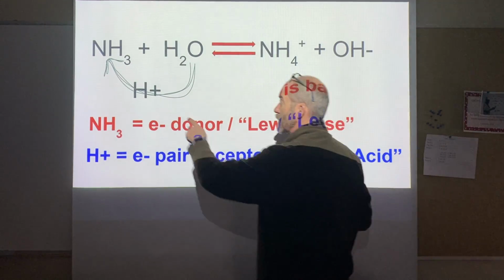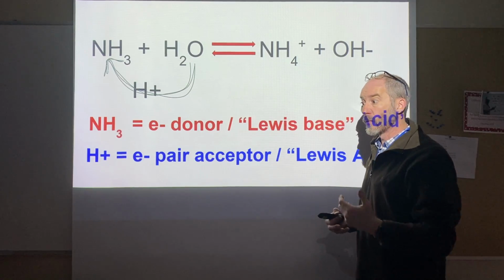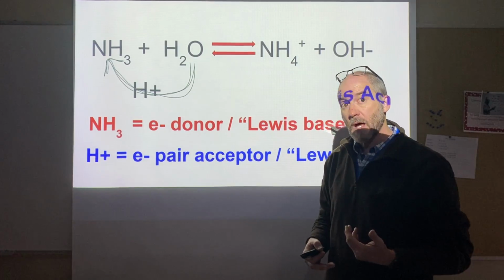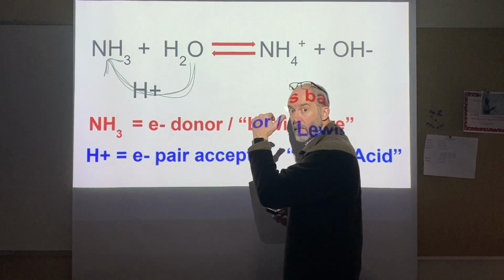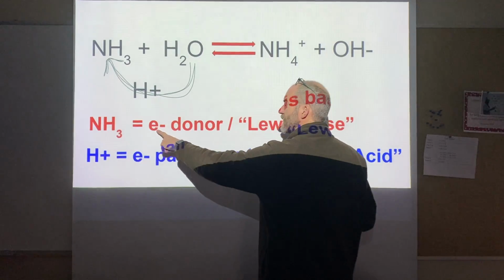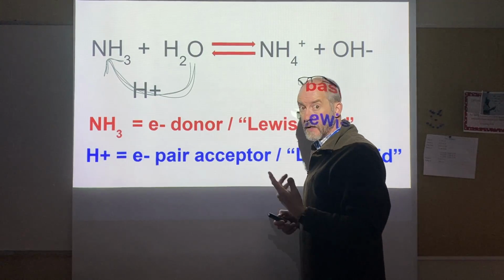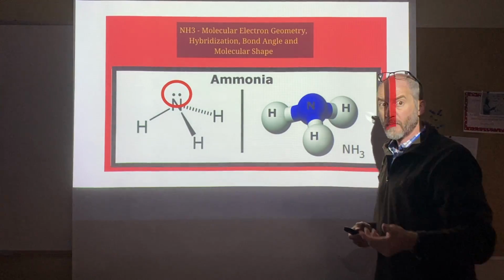Earlier, we just considered the H+, we didn't really consider the electrons. So now we're considering why this happens in the first place, or how it happens. From a Lewis perspective, NH3 is going to be the electron donor. Think about this. Why? Because it's the one that has the lone pair.